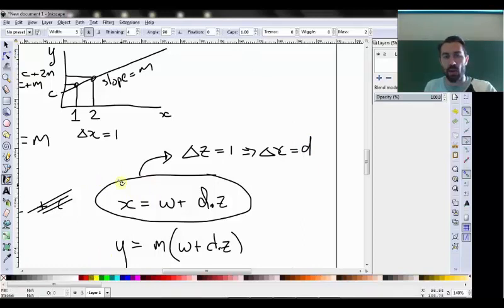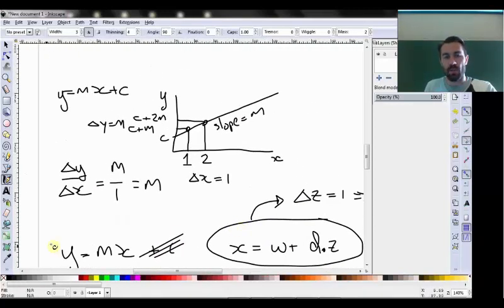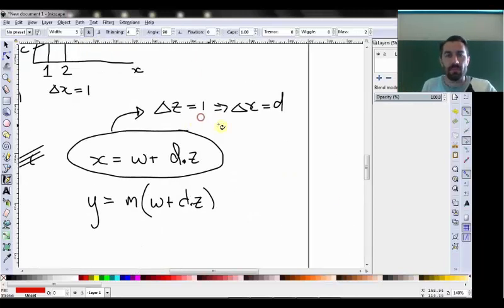Here's my equation. Does this equation here not look suspiciously like this? X equals dz plus w. So if I change my z by some amount, my change in x is going to be d. Okay? Good. So I change z, I get a change in x of d.